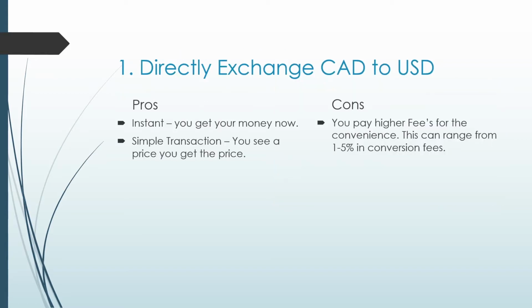So let's go over the direct exchange, Canadian to US dollars, pros and cons, a high-level overview. On the pros, you get your cash instantly. You give them Canadian dollars, you get American dollars in hand. Simple transaction, you see the price, you get the price. However, on the cons, you have higher fees. This is to compensate for the convenience. The fees can range from 1 to 5%.